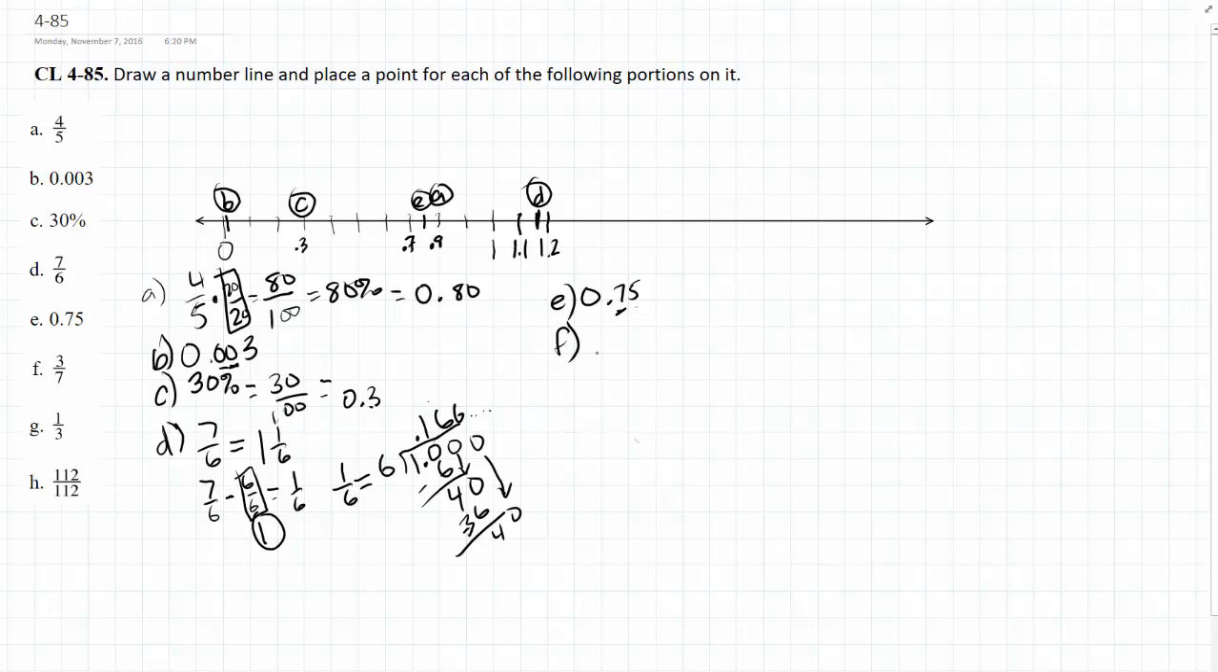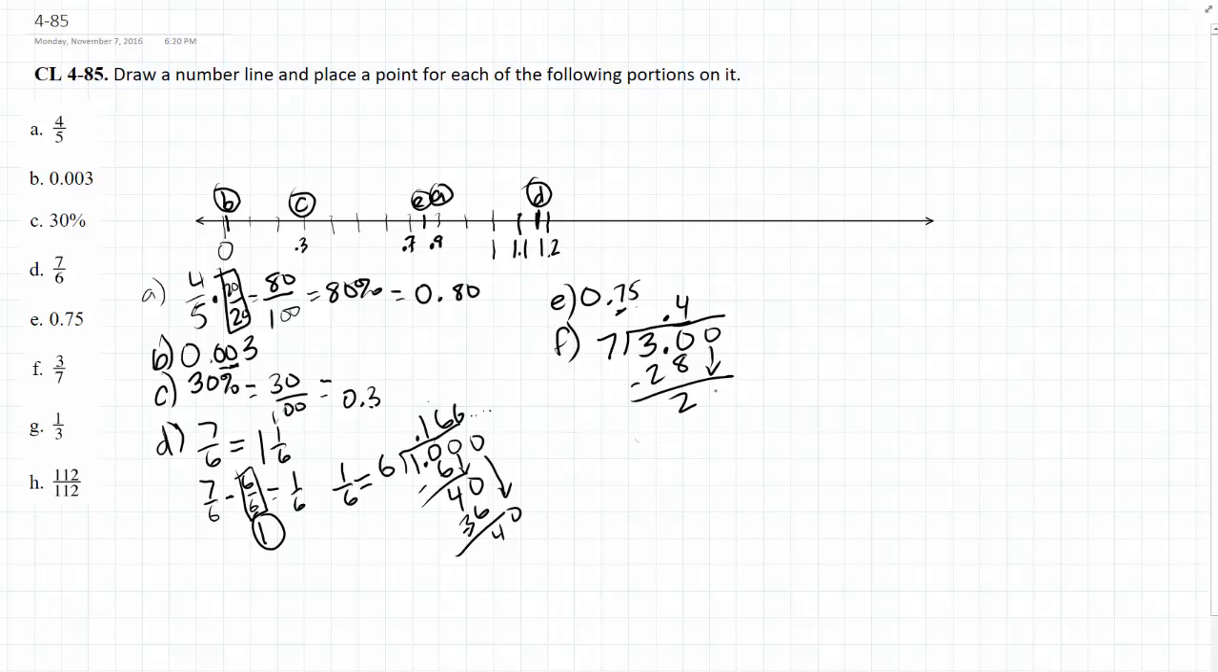For F, it's going to be similar to D, where we just divide to convert it to a decimal. We can use number sense, but let's just find the exact amount. So we're going to divide 7 into 3. 7 can't go into 3, so we'll make this 3 and 0/10. 7 can go into 30 4 times. 4 times 7 is 28. Go ahead and subtract there.